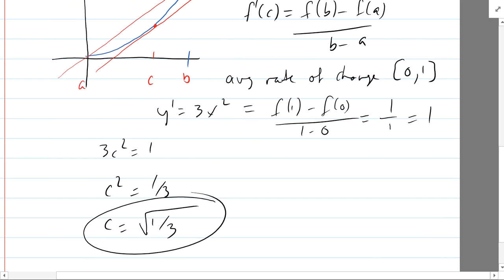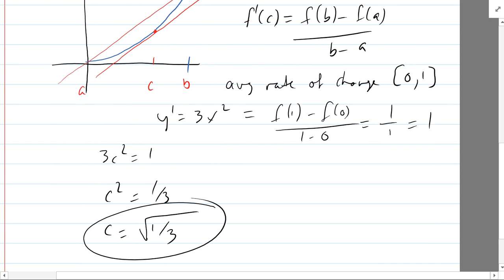Why do y'all need to remember to do this? Because when we get to the AP test, they're not just going to ask you for average rate of change and where it occurs at. They're going to ask you for average value. Do you have to know the difference?